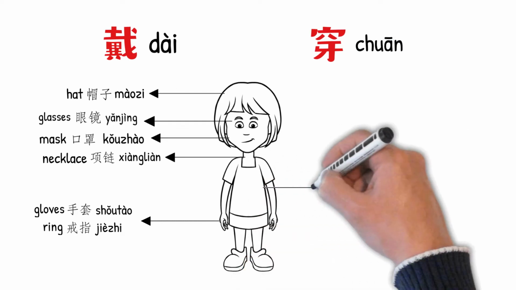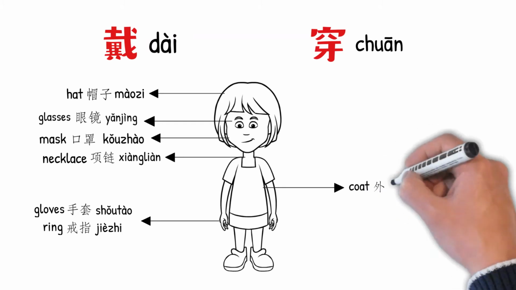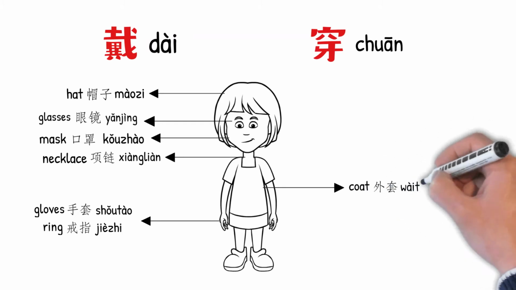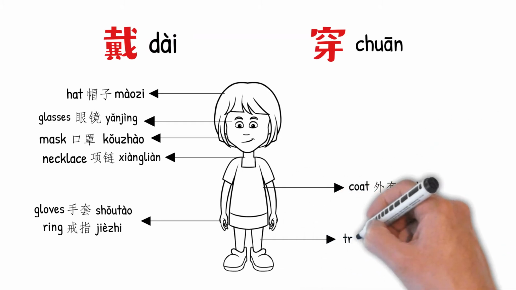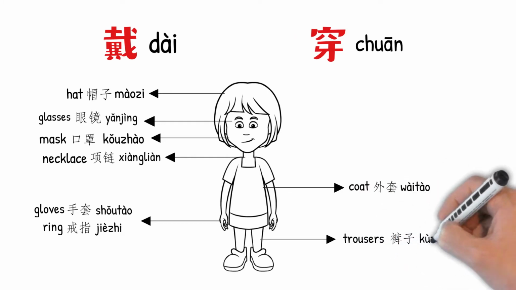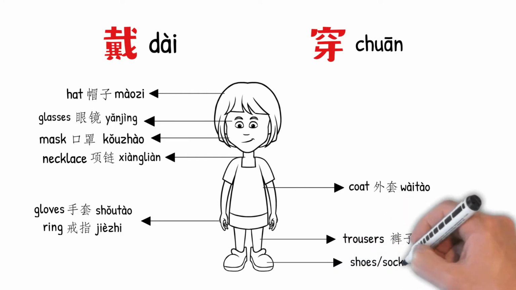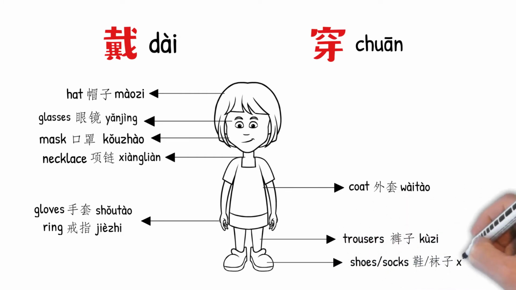The second Chinese verb is 穿. The articles matching 穿 include coat, 外套, trousers, 裤子, shoes or socks, 鞋或者袜子.